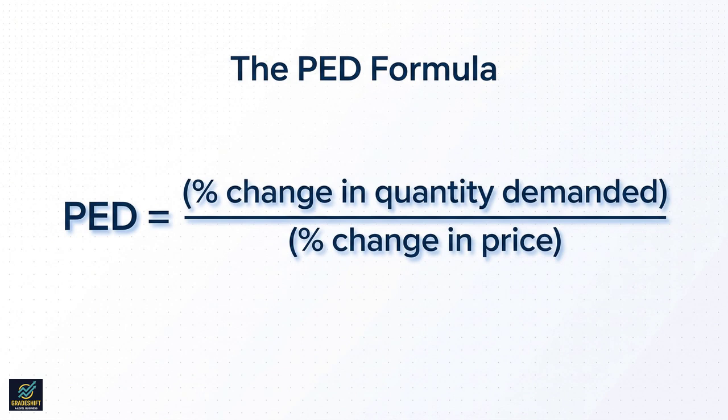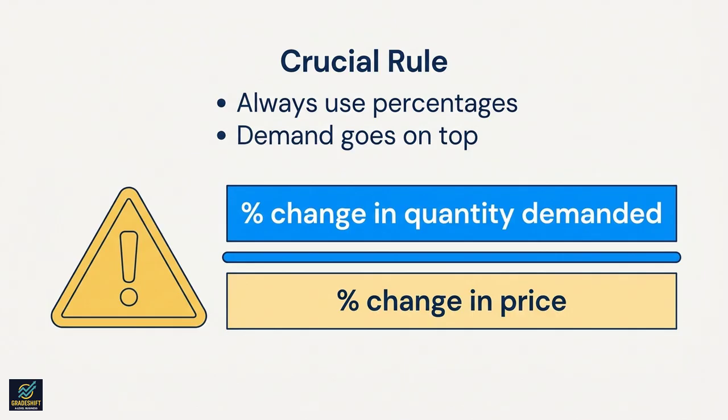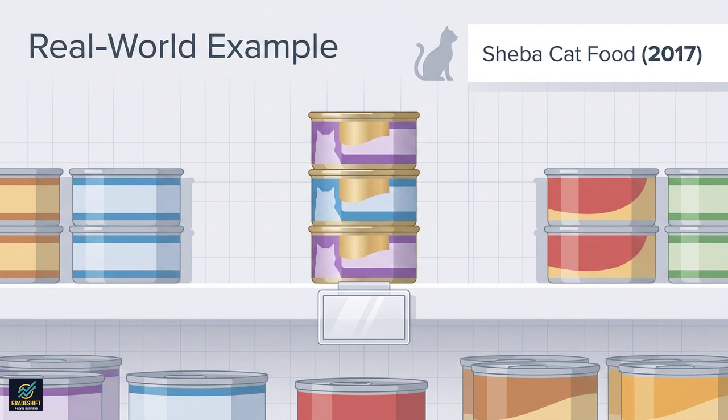The formula for price elasticity of demand is straightforward but crucial for your exams. It is calculated as the percentage change in quantity demanded, divided by the percentage change in price. A common mistake students make is using absolute numbers instead of percentages. You must always calculate the percentage change first. Remember, the change in demand always goes on the top of the fraction. Let us look at a real-world example to see how this formula works in practice.